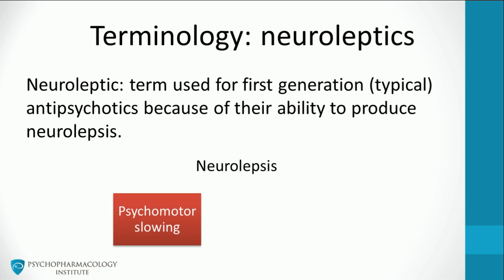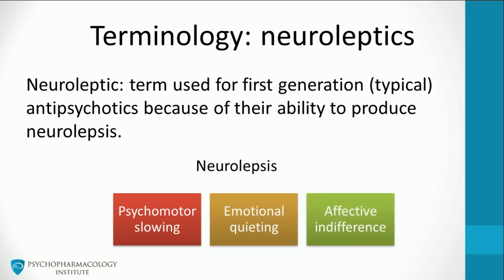Clinicians in the 50s described the syndrome, which has three main features: psychomotor slowing, emotional quieting, and affective indifference. Clinicians at the time thought this syndrome was a reliable sign of antipsychotic efficacy. But nowadays it is clear that these effects are not required for drugs to have therapeutic action, and also that the presence of these symptoms predicts low treatment adherence.